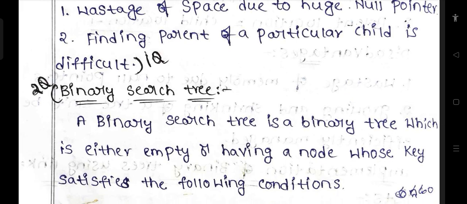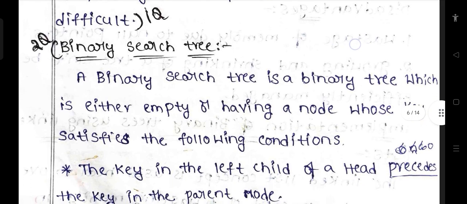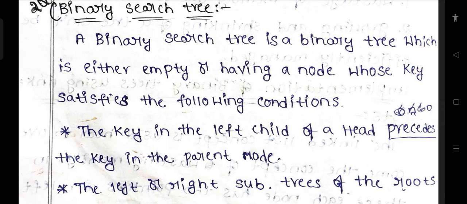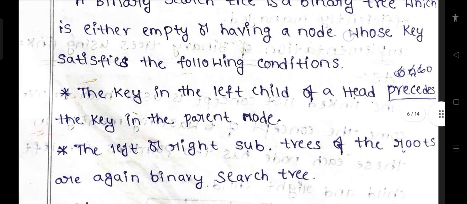Another one, binary search tree. A binary search tree is a binary tree that is either empty or has a node whose key satisfies the following conditions. Either the tree is empty or it has some keys that satisfy some conditions. For example, if a tree is given and it is empty, there is no subtree, then it comes under empty. Such trees are known as binary search trees. So here the following conditions are given.